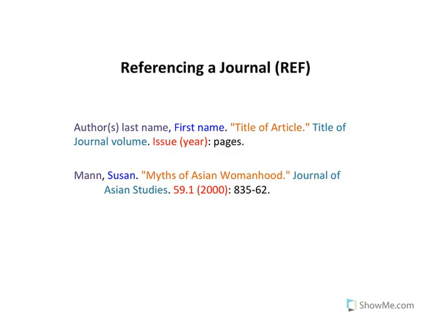Okay, once again, if you're referencing a journal, it's very, very similar. This time you put your author's last name, then the first name. You put the title of the article in quotation marks, the title of the journal, volume, the issue, the year and the pages. Again, note the very specific punctuation.